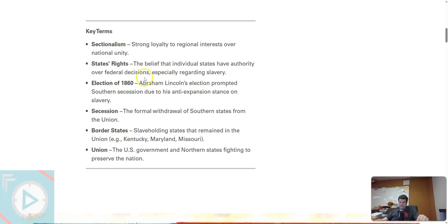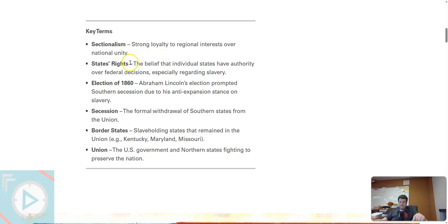Diving into the terms, sectionalism. This is going to be a topic that comes up in more detail in course, but what we see is a strong loyalty to one's region over national unity. That's going to play a huge role in this conflict. Loyalty to Virginia more than the United States. Loyalty to Ohio more than the United States.